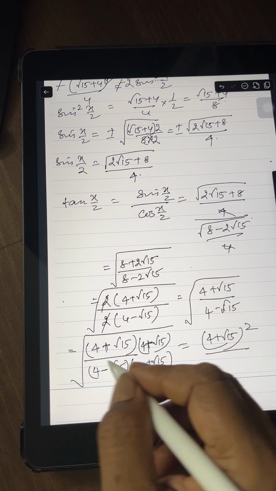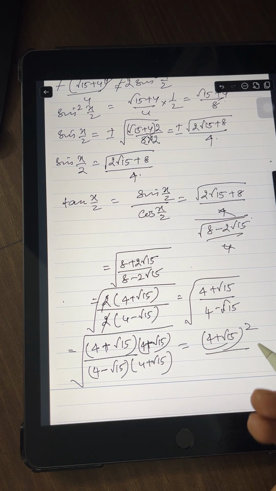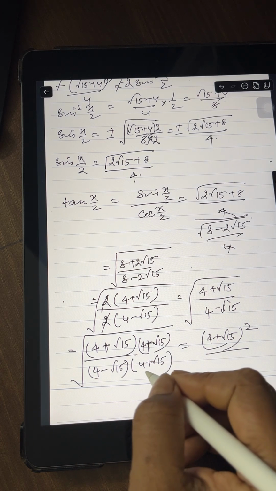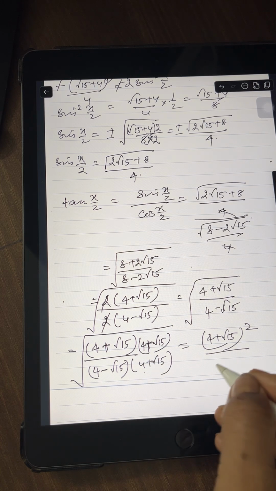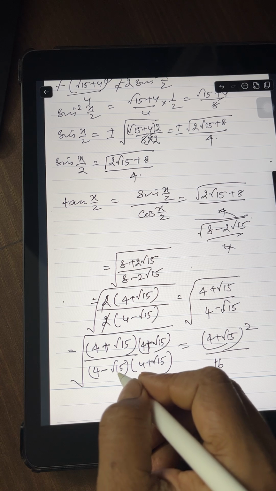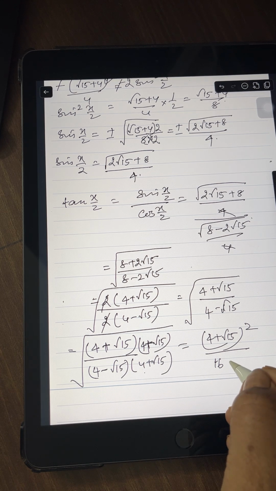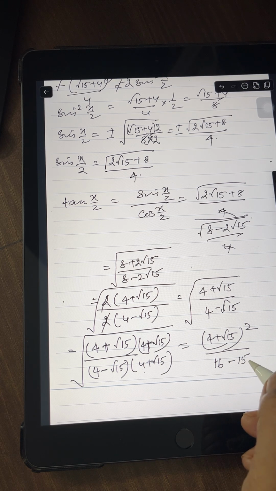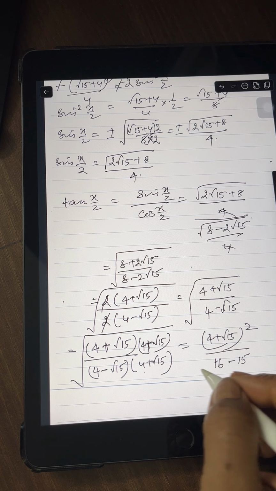So a plus b, a minus b is what? A square minus b square. So what is a here? 4. So 4 square is 16. And what is b here? B here is root 15. So root 15 square is nothing but 15. A square minus b square.